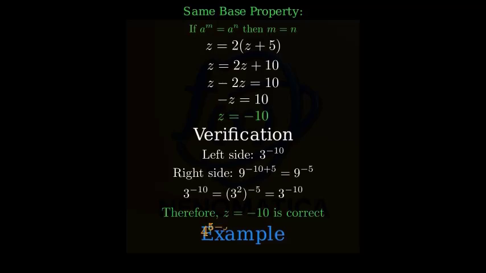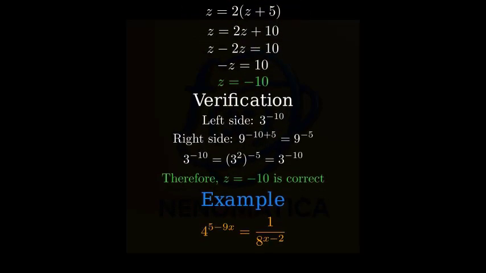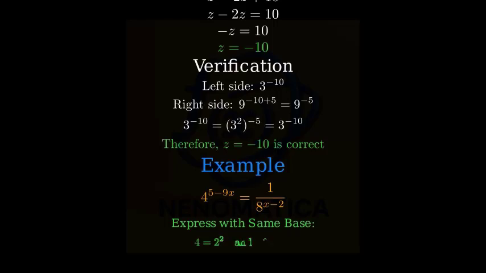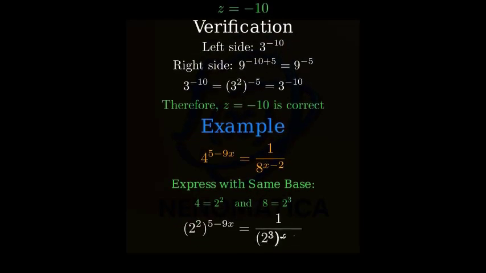Now, let's solve our second example. We have 4 raised to the power 5 minus 9x equals 1 divided by 8 raised to the power x minus 2. Our first step is to rewrite both bases as powers of 2. Since 4 equals 2 squared and 8 equals 2 cubed, we can rewrite the equation as 2 squared raised to the power 5 minus 9x equals 1 divided by 2 cubed raised to the power x minus 2.